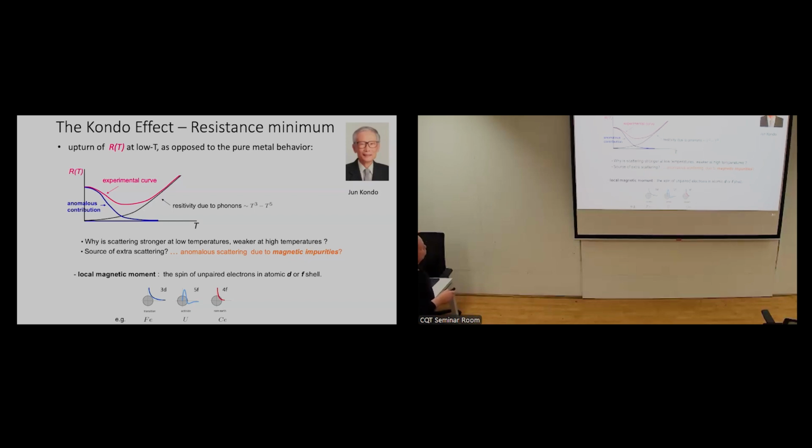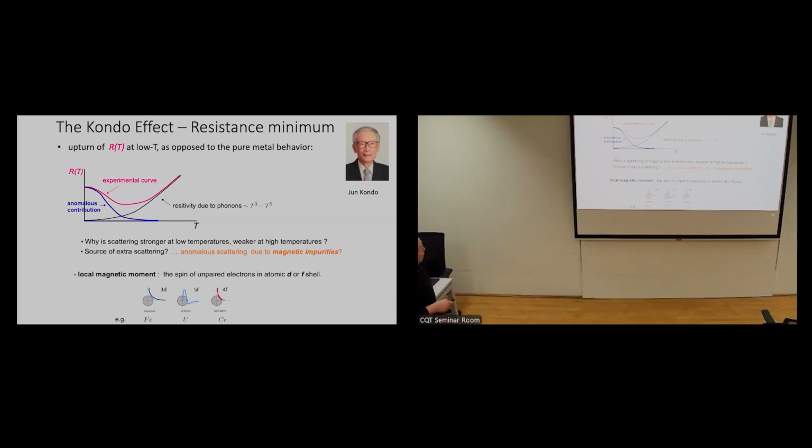So again, one looks here at the resistivity as a function of temperature; this is the experimental curve. One understands the black curve, which is due to the phonon. It goes like T to the 3 or T to the 5, depending on the phonon spectrum. But the phonon contribution disappears at zero temperature. And what is left behind is this blue contribution, which increases as the temperature decreases. That was very weird because people were used to things going away when the temperature goes to zero. This increased instead.